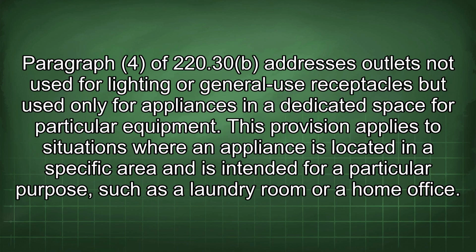Paragraph 4 of 220.30 addresses outlets not used for lighting or general use receptacles but used only for appliances in a dedicated space for particular equipment. This provision applies to situations where an appliance is located in a specific area and is intended for a particular purpose, such as a laundry room or a home office.